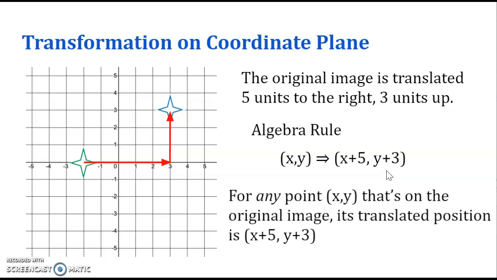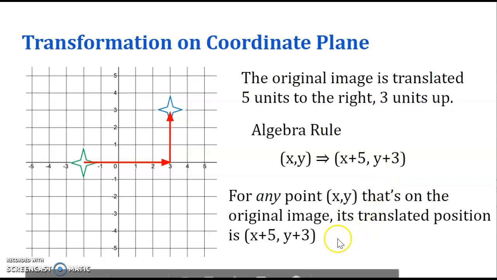So for any point x and y that's on the original image, its translated position is x plus 5 and y plus 3.